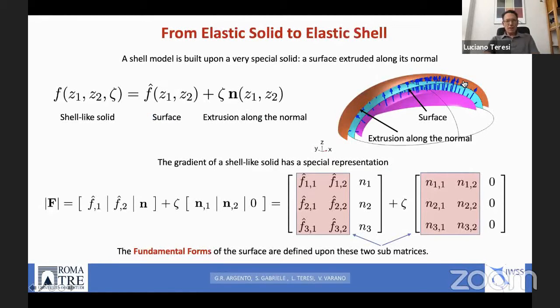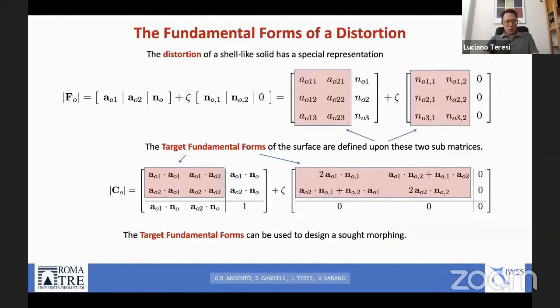A shell is a very special three-dimensional solid. Essentially, a shell is a surface with an extrusion along the normal. And so you can use this notion of distortion, three-dimensional distortion, also for a shell-like body. And here you see how you can decompose the distortion field. Behind this decomposition, you can recognize the fundamental forms of a surface.